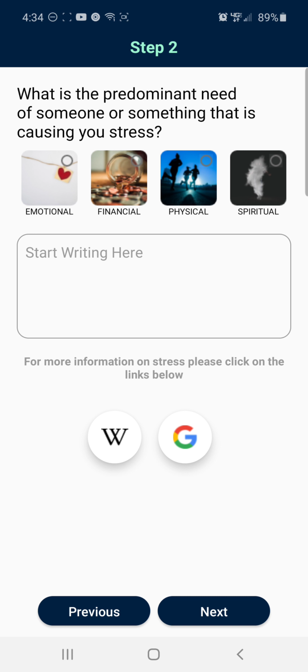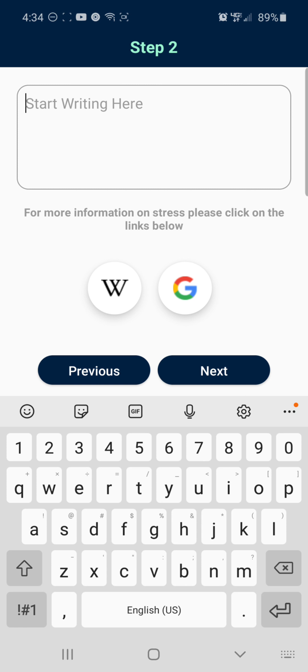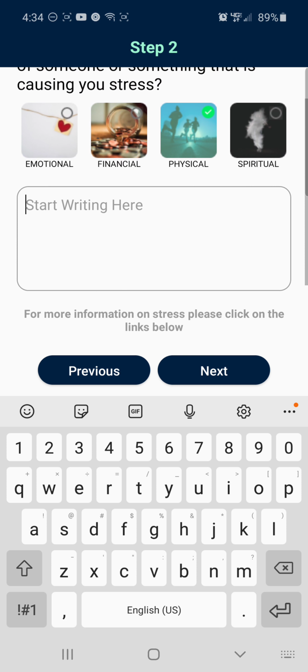What is the predominant need of someone or something that's causing you stress? Most of the time when we're golfing, it's physical. We can actually go here and we can search online for problems with hitting driver. We can watch videos, etc. We can use Google right here to research it. But we can also listen to our coaches, etc. So if something's not working, you have to do it again.